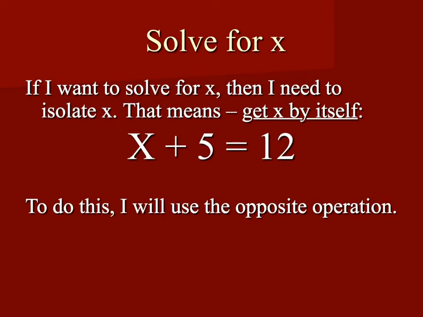Now it's time to solve for x. If I want to solve for x, then I need to isolate x. You'll hear me use this terminology quite often. To isolate a variable, whether it's x or m, just means that we want to get that variable all by itself. So in this equation below, we have x plus 5 equals 12. I need to get x all by itself to find out what x is equal to. To do this, I'm going to use the opposite operation.